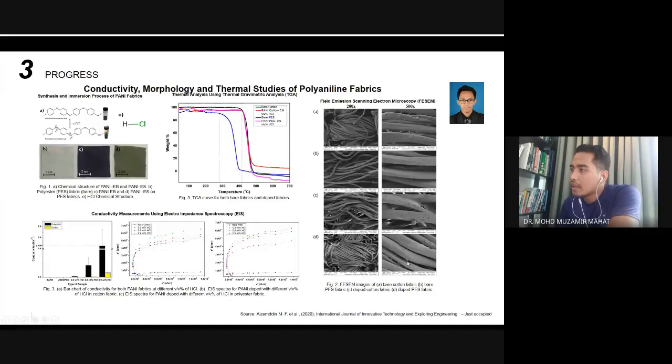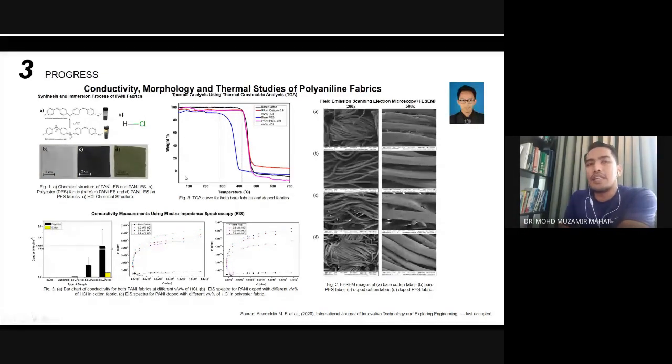This is very nicely portrayed and captured compared to this one. This is the cotton. It means that the acid and the polymer are actually not embedded well in cotton. Meanwhile, for polyester fabrics, it worked very well, fantastically. Okay, this is a very nice piece of work.